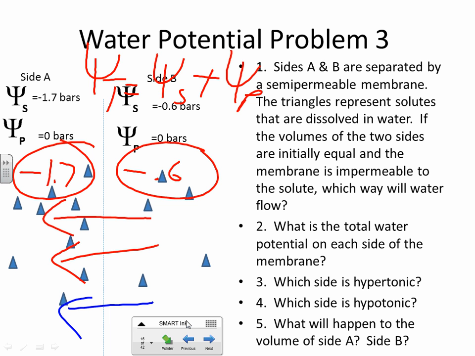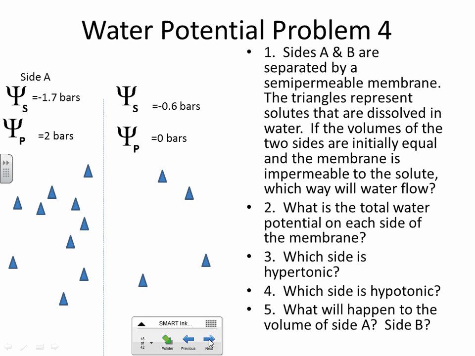We got a minute or two. Let's do one more of these real quick. I know y'all are in a hurry to get out of here, but let's do one more. Same kind of problem. Sides A and B are separated by a semi-permeable membrane. The triangles represent solutes that are dissolved in water. If the volumes of the two sides are initially equal and the membrane is impermeable to the solute, which way will the water flow?